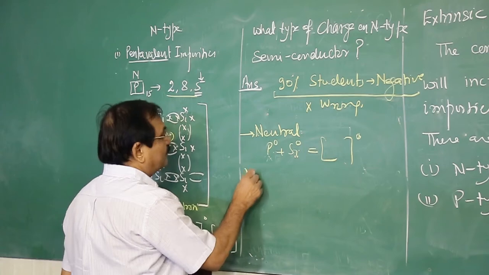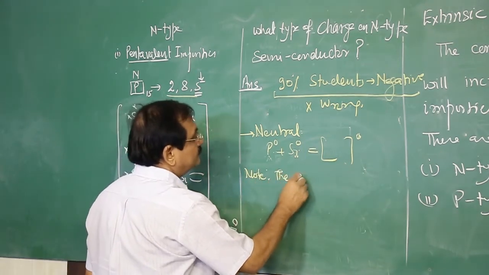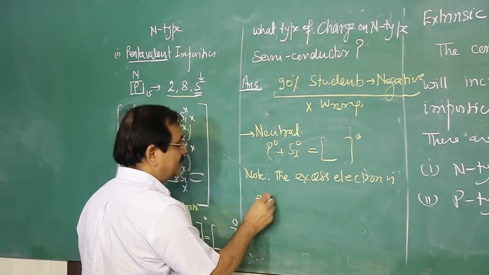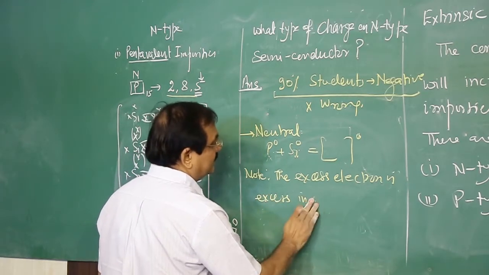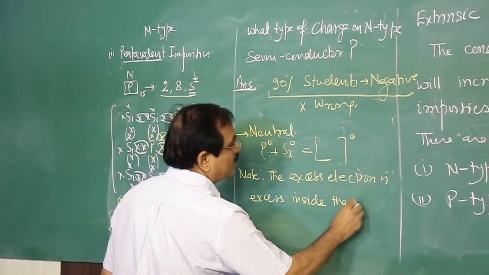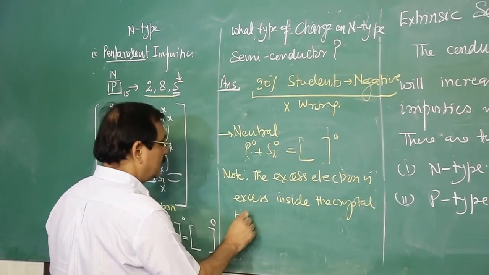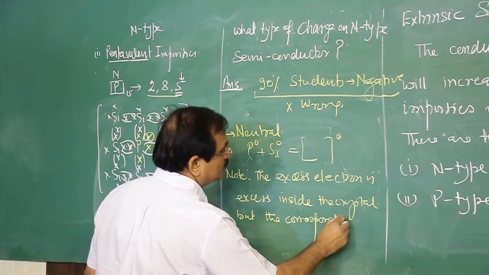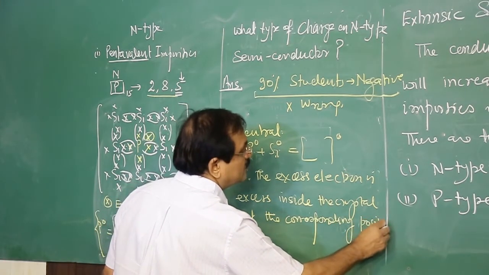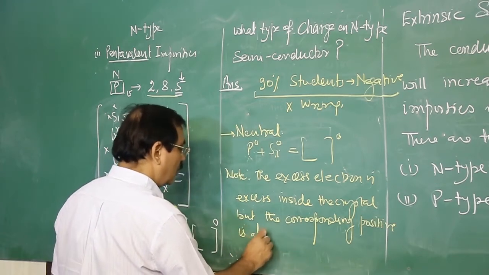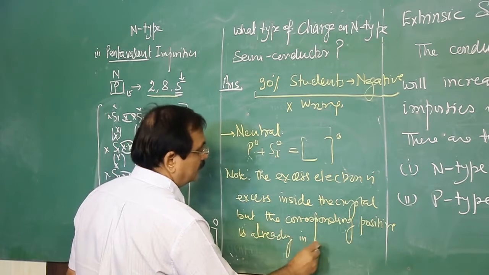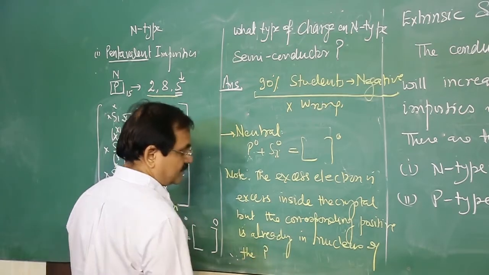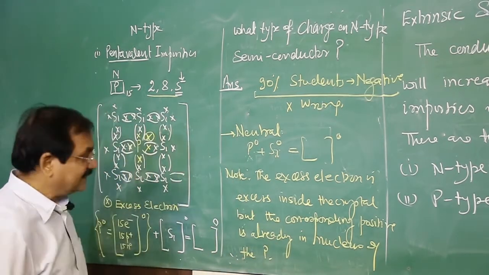So, note, the excess electron is excess inside the crystal, but the corresponding positive charge is already in the nucleus of the phosphorus, and that is why it is neutral.